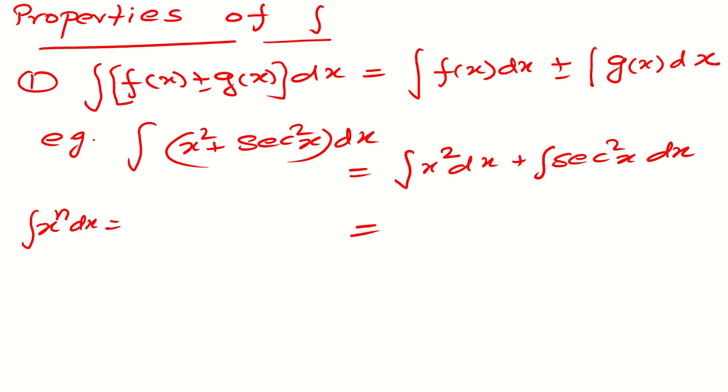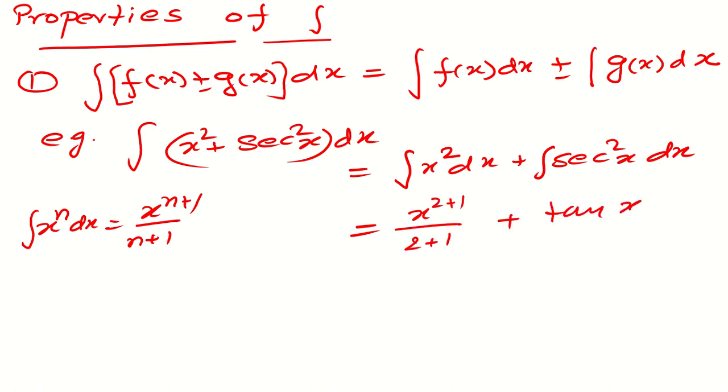So what was the formula? x to the power n plus 1 over n plus 1. So it will be x to the power 2 plus 1 over 2 plus 1, plus the integration of sec square x, which is tan x. So what will be the answer? x cube over 3 plus tan x.